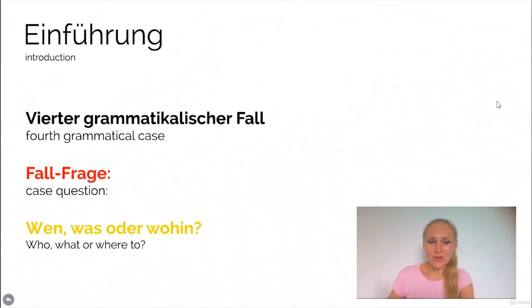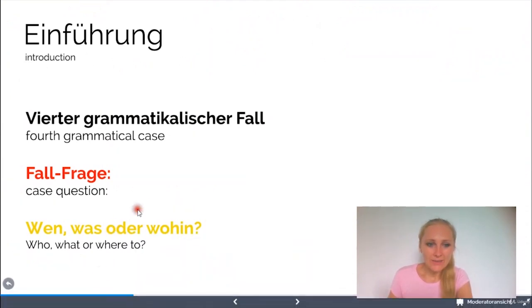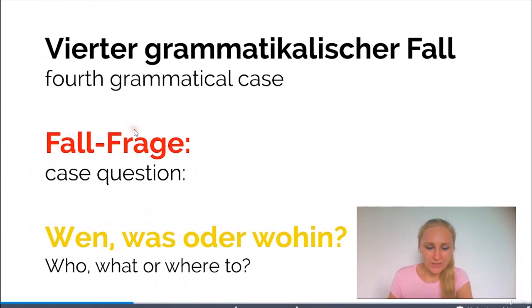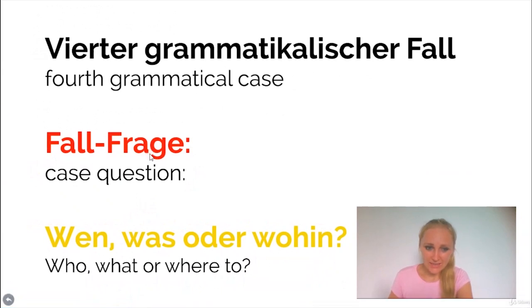So it's also called the fourth grammatical case, and we have a case question for the accusative case. The case question in German is wen, was oder wohin. While in the nominative case we are asking wer oder was, we are asking who or what. So it's about the subject of the sentence, who is the active part, who is the doer. This is in the nominative case.